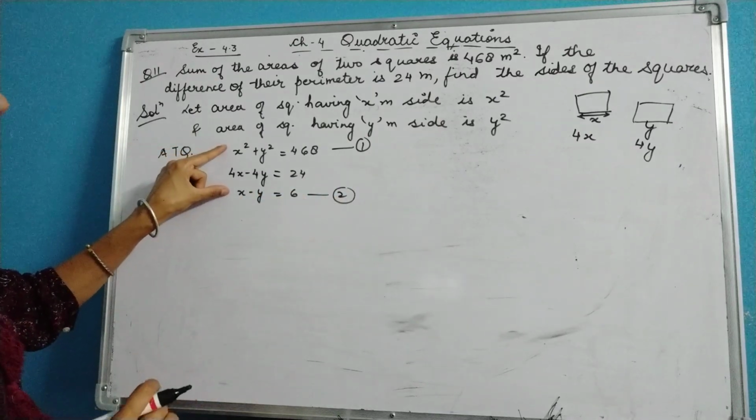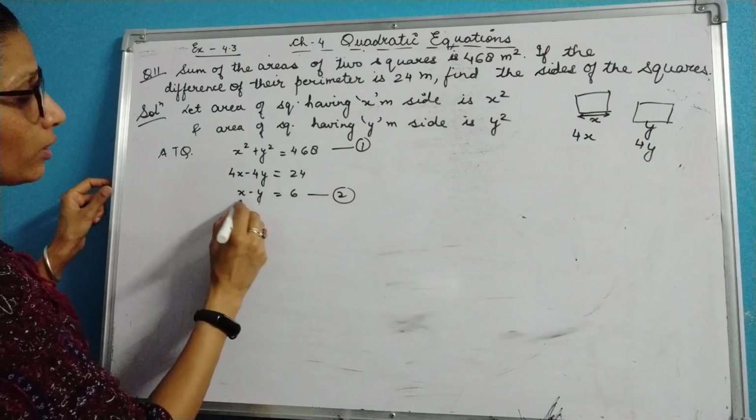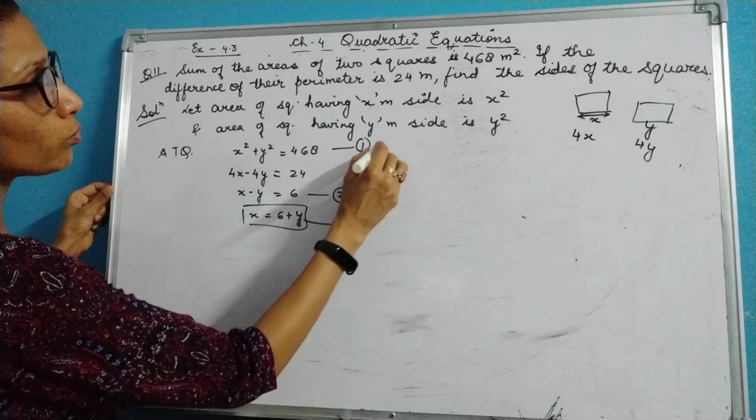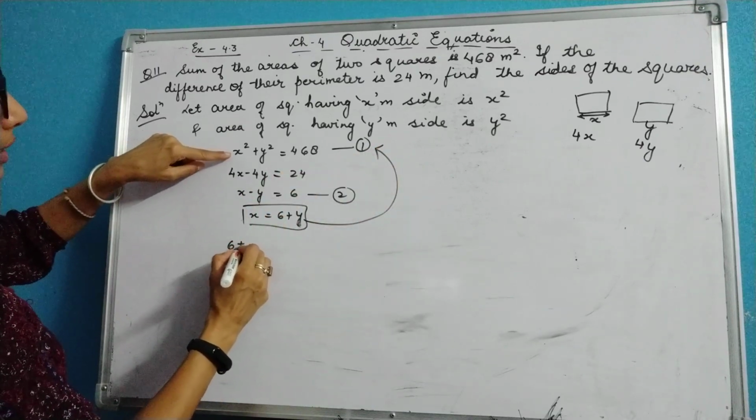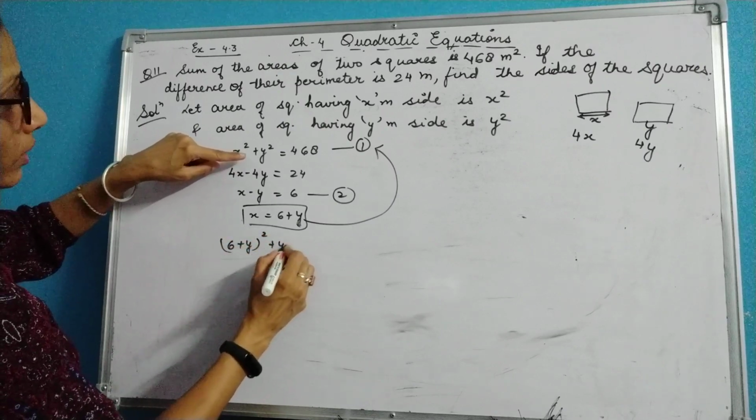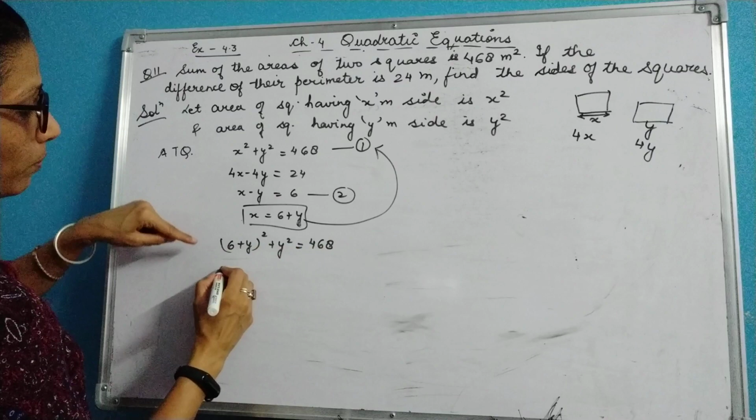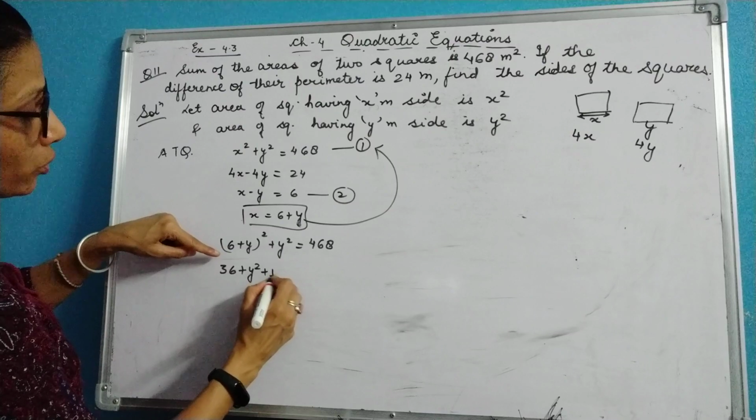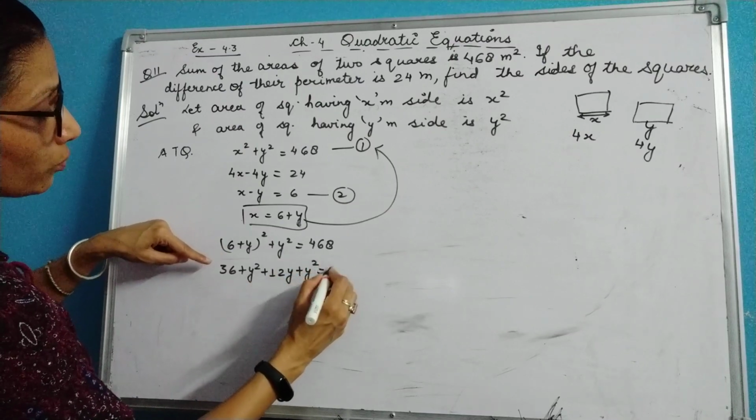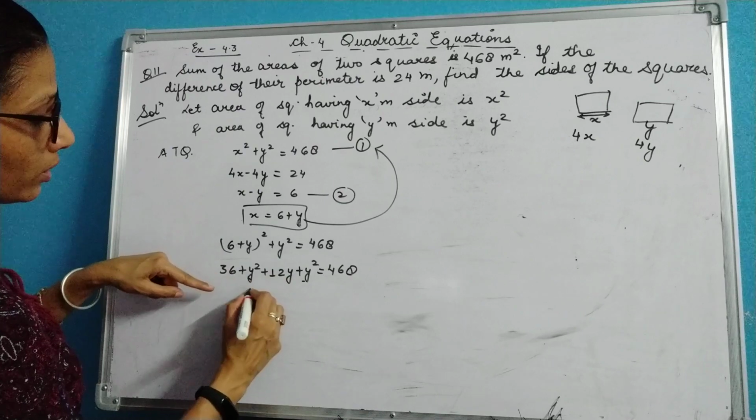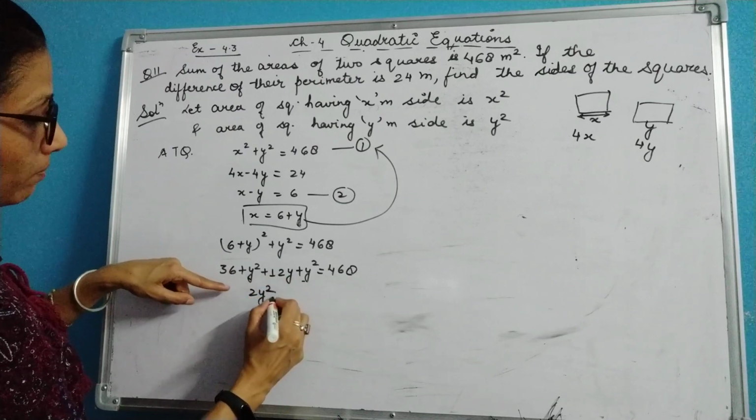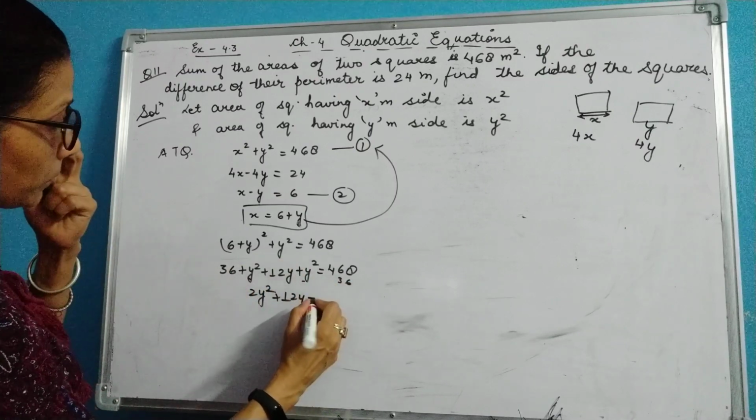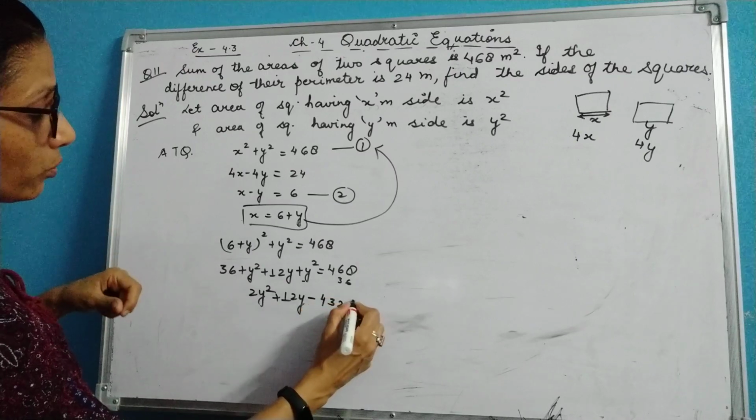Now I have got two equations. I can substitute the value of x equal to 6 plus y in equation 1. So after substituting, I will be getting 6 plus y whole square plus y square equal to 468. Simplified, using the a plus b whole square formula, it will be 36 plus 12y plus y square plus y square equal to 468, and here it gives me 2y square plus 12y, and subtract this 36 and bring it to this side, so it will be 2y square plus 12y minus 432 equal to 0.